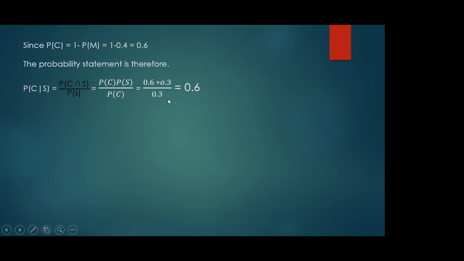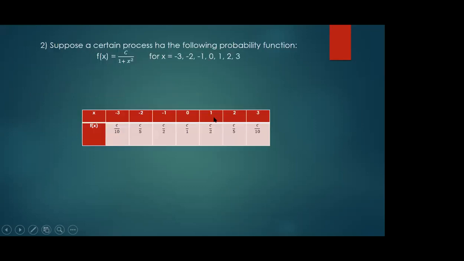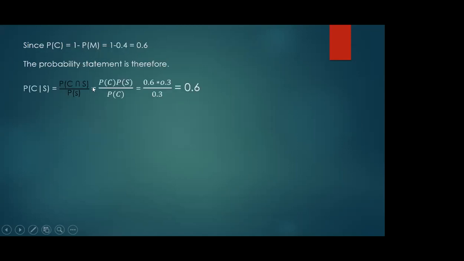The probability of S, which is 0.3. All you have to do is cancel this, and we're left with 0.6. Are you guys better now? Are you guys okay, better now? You saw how I got the 0.6? All right.